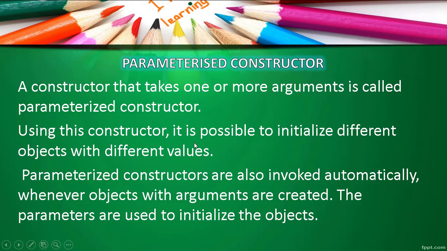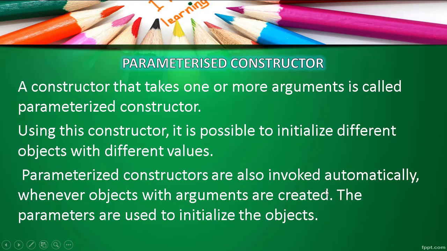Using this constructor, it is possible to initialize different objects with different values. So each object will have different values. Object 1 will have 10 and 20, and object 2 will have 30 and 40. This is possible in the case of a parameterized constructor, but it is not possible in the case of a default constructor. We are not able to give different values for different objects.